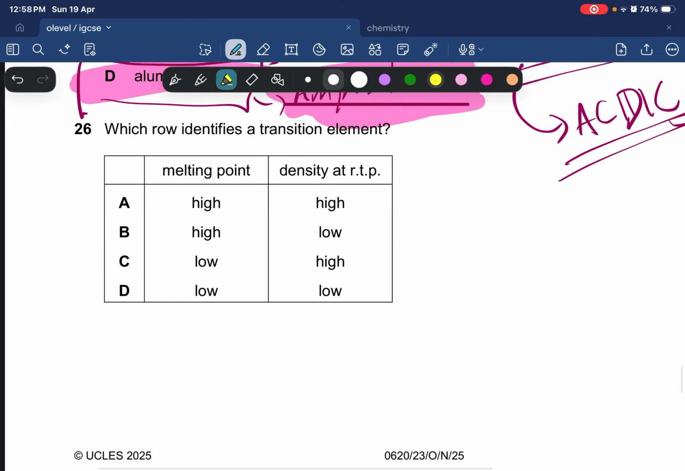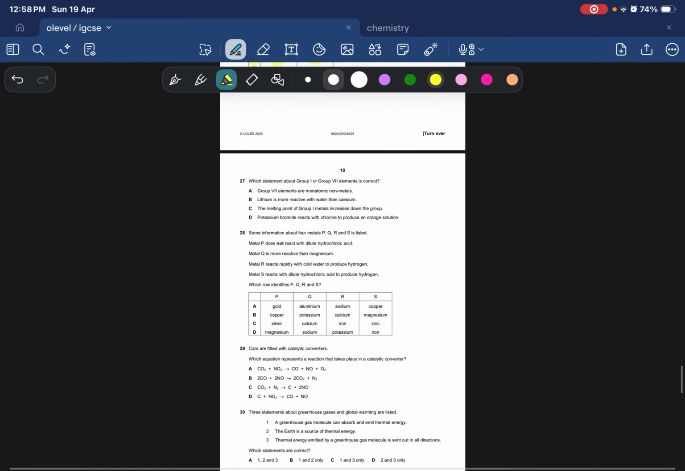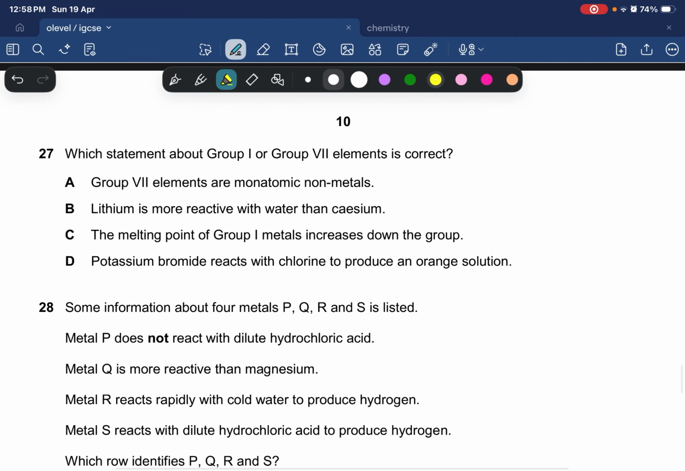Which identifies a transition element? Transition elements have characteristic properties: high melting points and high densities. Okay. Which statement about group 1 and group 7 elements is correct? Group 7 elements are monatomic.